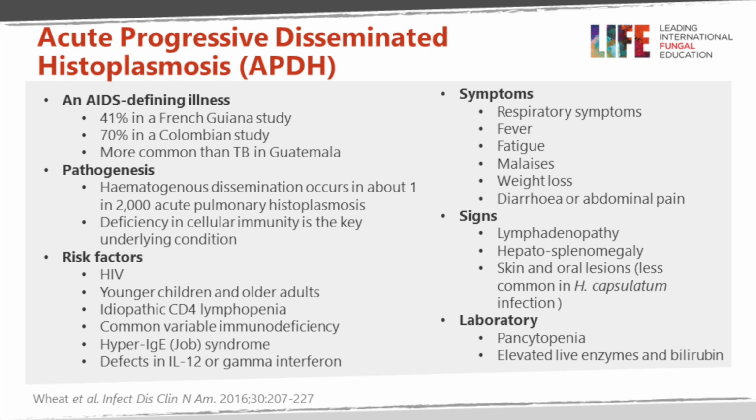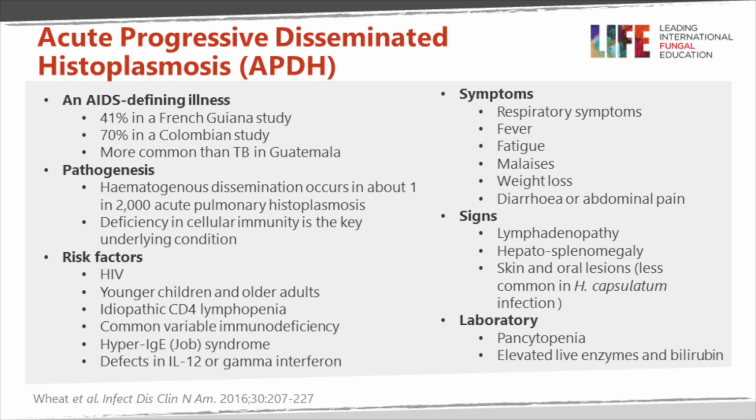There usually are respiratory symptoms, fever, fatigue, malaise, and weight loss. But as you know, these are not very distinctive. But these features, together with lymphadenopathy and hepatosplenomegaly, which are quite common, should alert you to the diagnosis. Skin and oral lesions are also found, although they're a little bit less common in some locations and some cases with Histoplasma capsulatum infection as opposed to duboisii infection. Gastrointestinal symptoms are also found in some patients, and that's a differentiating feature from tuberculosis.